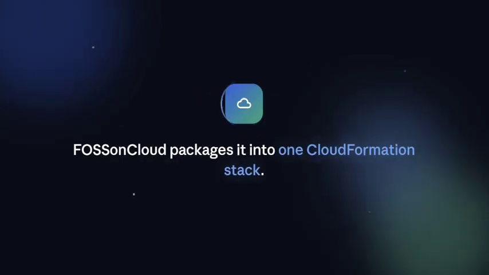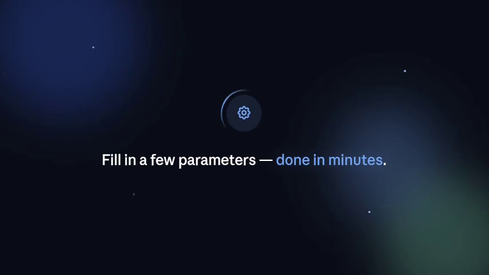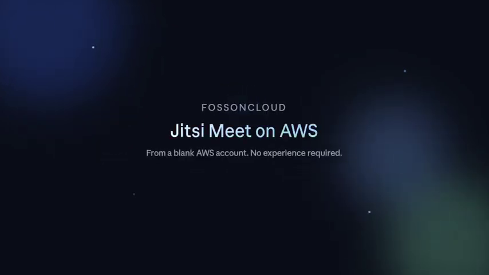FOSSonCloud by the AWS consulting firm Ordinary Experts packages all of that into a single CloudFormation stack. A network load balancer for UDP media traffic, an application load balancer for the web interface, the EC2 instance running in a private subnet for security, and all the right ports opened automatically. Launch it, fill in a few parameters, and you have a full-featured, production-ready Jitsi Meet server in minutes. This video walks you through the entire setup.